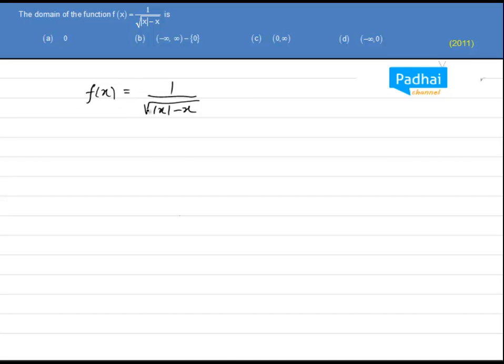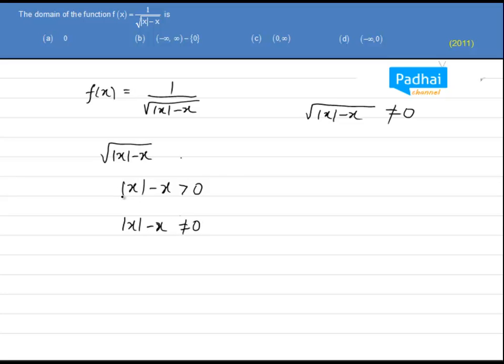On looking at this question, you know that if you need to find the domain of this function, you have the denominator part over here, which must not equal 0, and that denominator part also contains an under root, which means the quantity inside it should not be negative. So this under root quantity, which is |x| − x, must be greater than 0. So |x| − x > 0, and this must not equal 0, which means |x| − x should not equal 0.